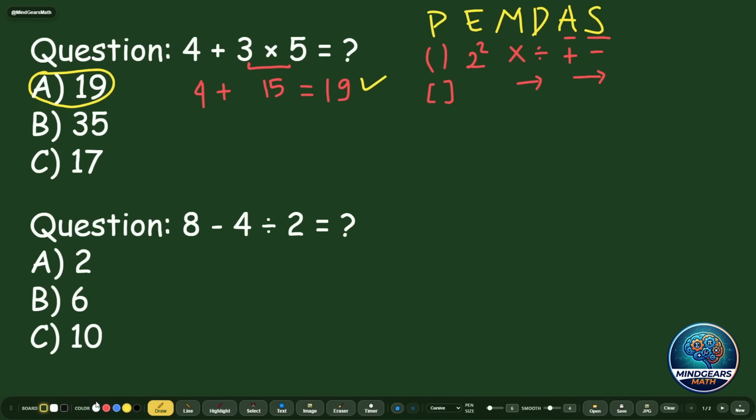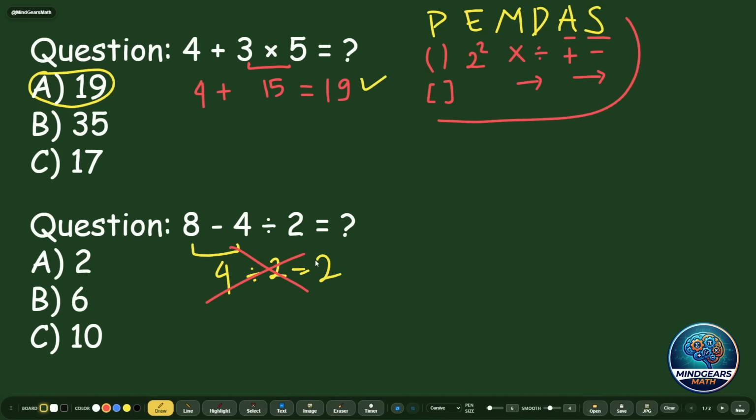Question number 2. 8 minus 4 divided by 2. Some people do it this way. 8 minus 4 is 4. Then 4 divided by 2 is equal to 2, and you know this is the wrong answer. So what is the correct answer?